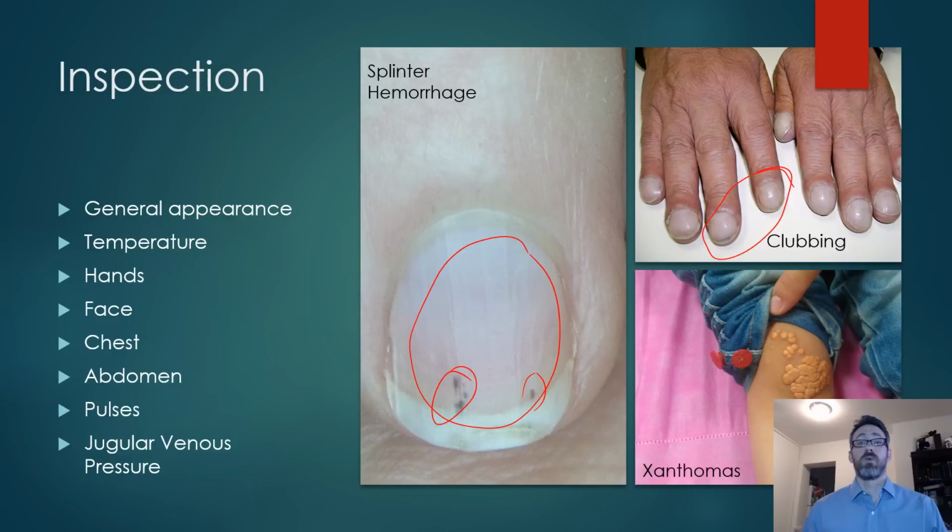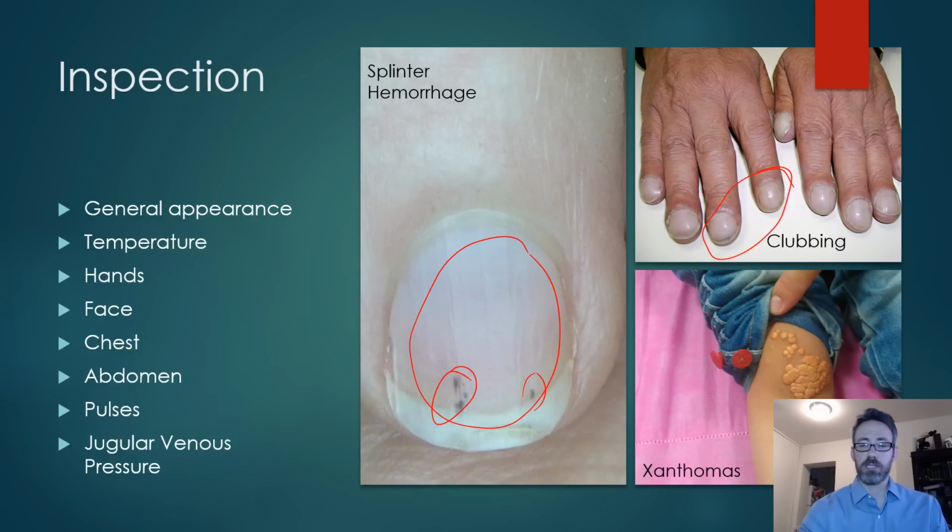Pulses. You want to examine their pulses. Remember the pulses, radial pulses and femoral pulses, right? Carotid pulses and so on. You want to get an idea because the pattern of the pulses gives you a lot of information about, for example, the rhythm of the heart. And then jugular venous pressure. You want to take a look at the jugular veins. Do they have any kind of distension, right?